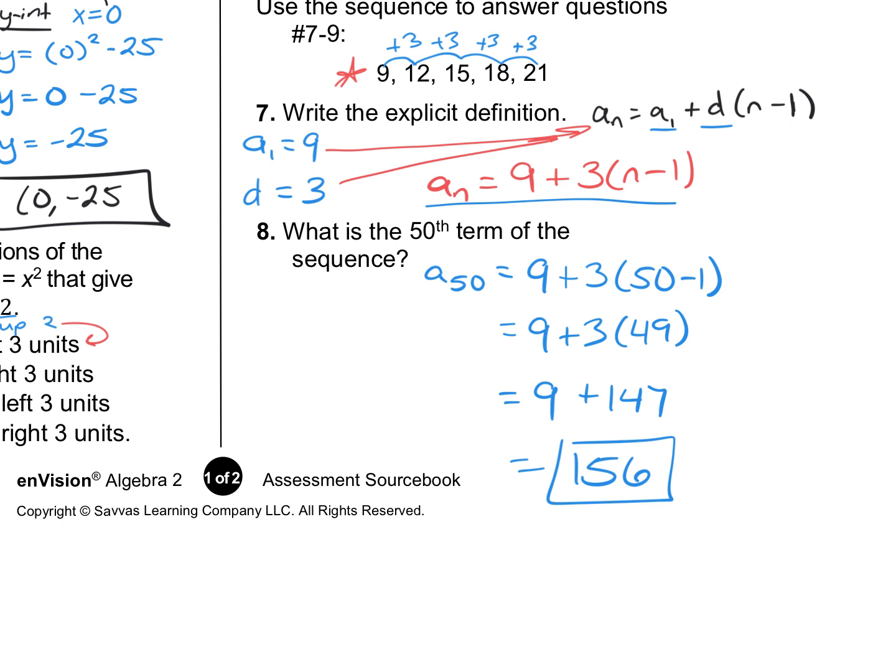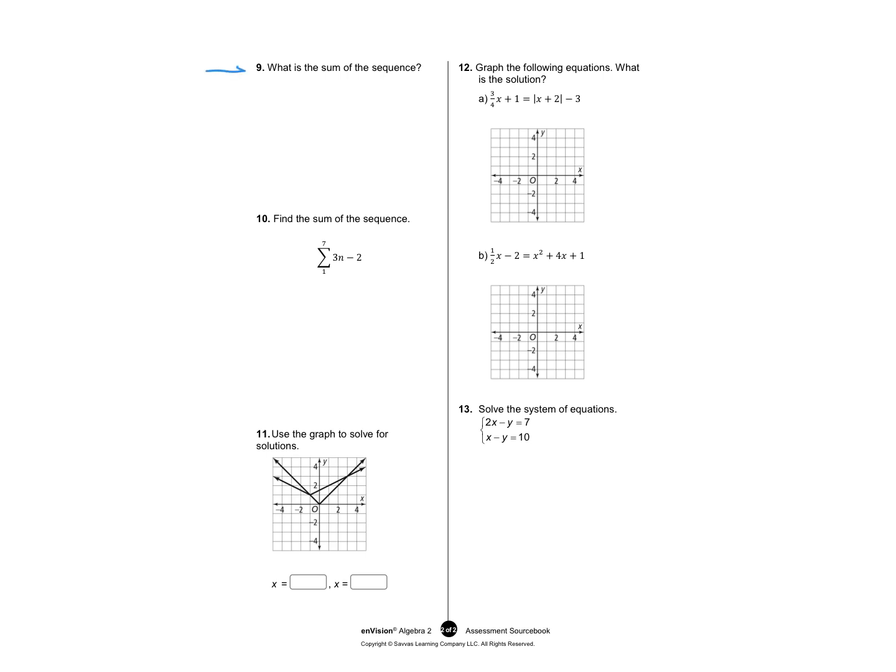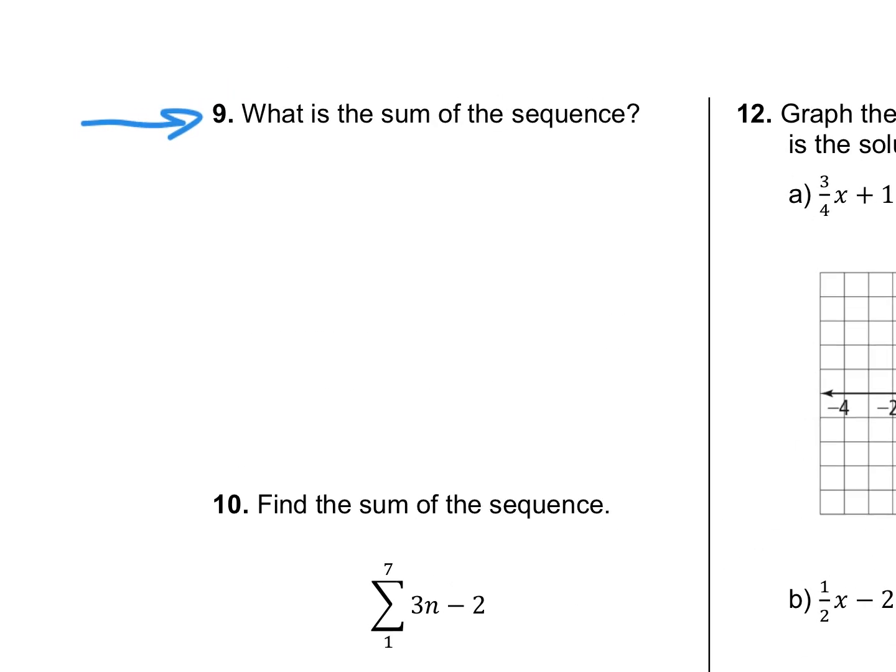On number 9, number of terms. What's the number of terms? 5. I know it's on the back page, but we are using the sequence from 7 and 8, the same sequence. This time it wants the sum. So what equation are we going to use? S equals n times (A1 plus An) divided by 2. So what do we need in order to use this equation? We need n, A1, and An. So let's find those values.